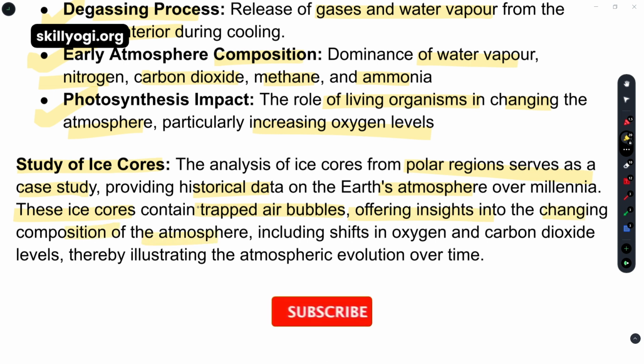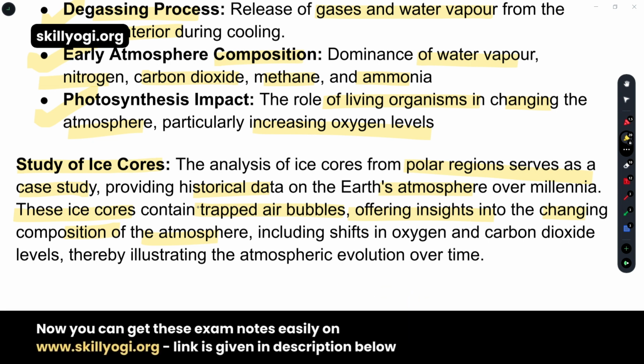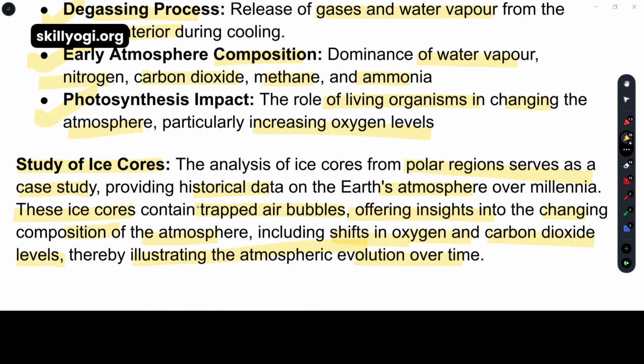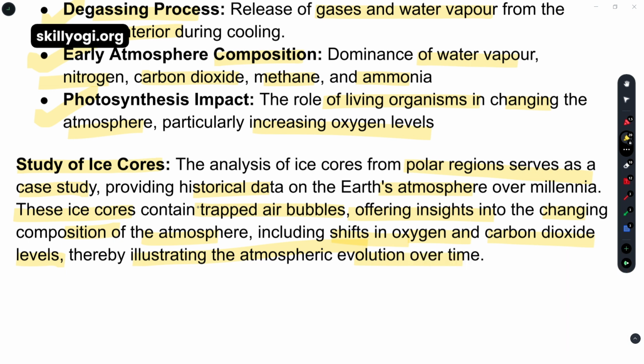A long time ago, when the atmosphere was not completely formed, temperature, humidity and rainfall were completely different from today's world. This includes shifts in oxygen and carbon dioxide levels, thereby illustrating the atmospheric evolution over time. Oxygen, carbon dioxide and nitrogen, these three components of our gaseous surface, are very important in the changes of atmospheric evolution.